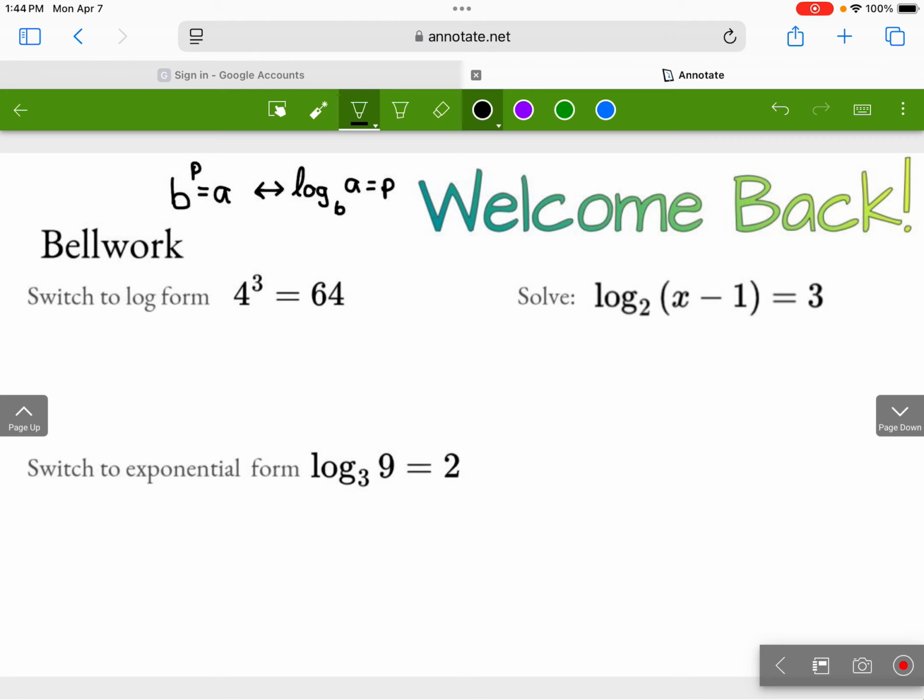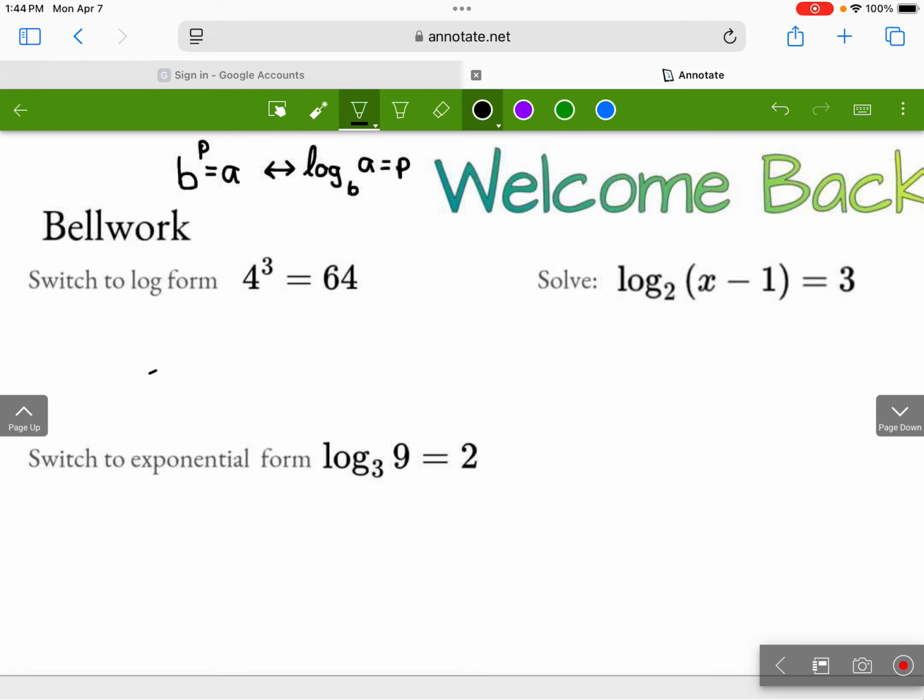What can we do to switch this from exponential form to log form? Our base is 4. You're right, I just physically could not hear you. So we're going to have our log that has a base of 4. What's our argument? Because that's this guy here. That's where we're getting this base from. We need our argument. This guy is right here, 64. And that's going to equal what? 3.